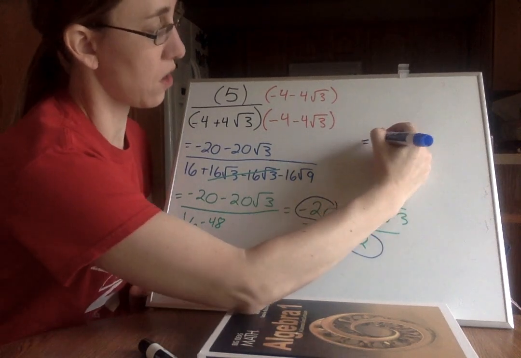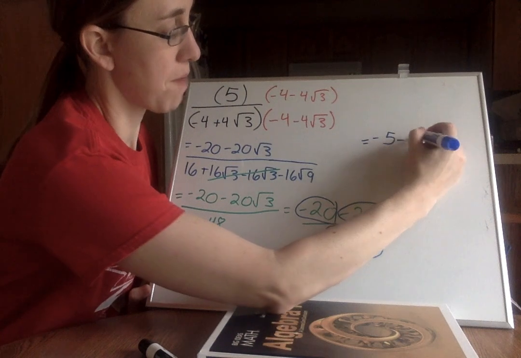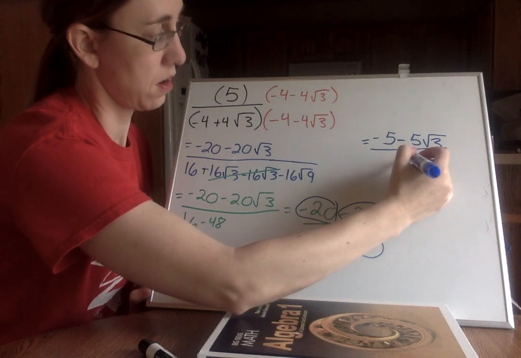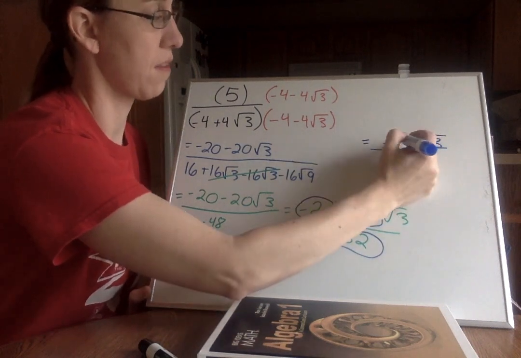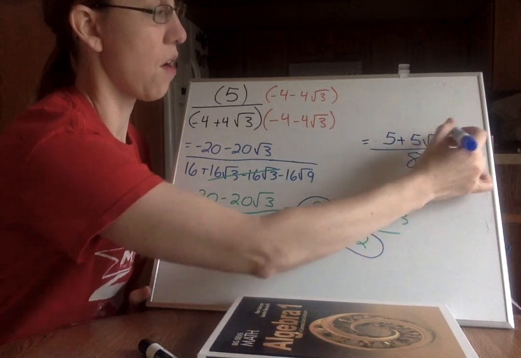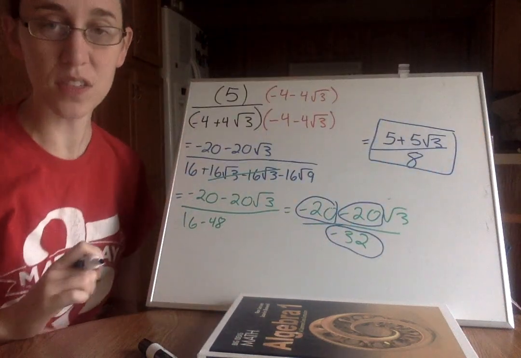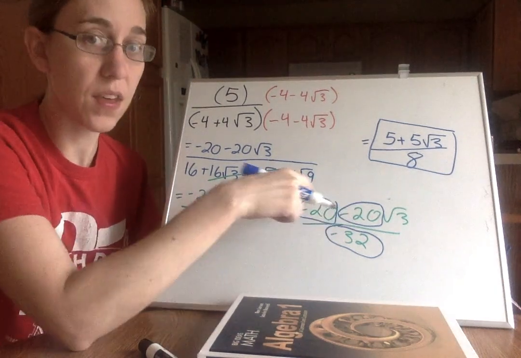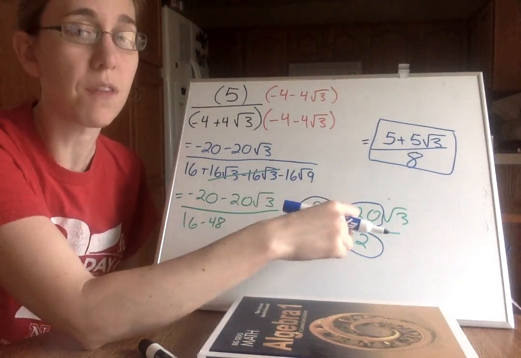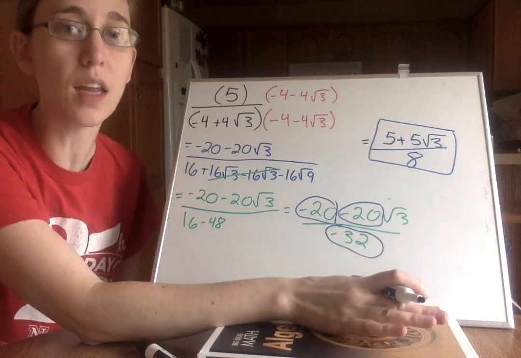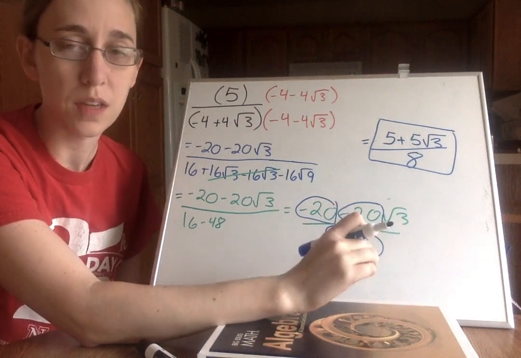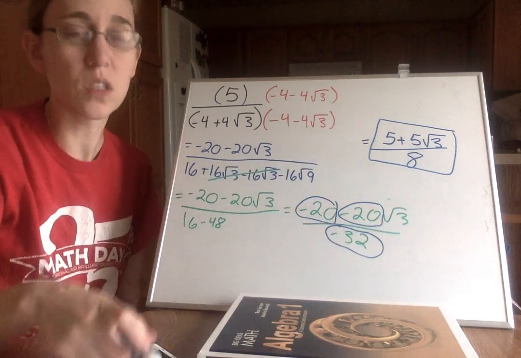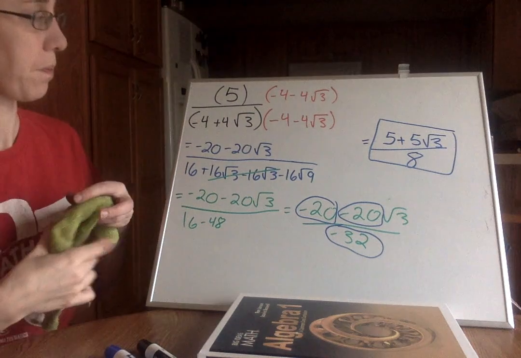and our final answer is 5 plus 5 square root 3 over 8, because we got rid of the negatives as well as dividing by 4. So when you think you're done, check the numbers. Everything that's not under a root, if they all divide by the same thing, even if it's just a negative, then you can simplify more. It's kind of like we don't leave 2 over 4, we simplify it to 1/2. We don't want to leave this, we want to simplify it as well.